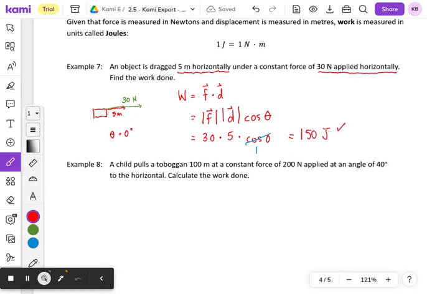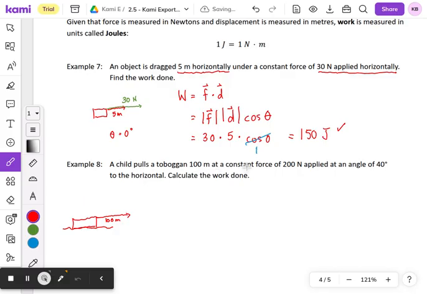Now this one's slightly different. This is another toboggan question. So you can imagine a child. I'm just going to draw a box for the toboggan. Okay, so here's the toboggan on the ground. A child is pulling the toboggan 100 meters. So this is the displacement, and it's moving along the ground, so it's horizontal. So this is 100 meters.